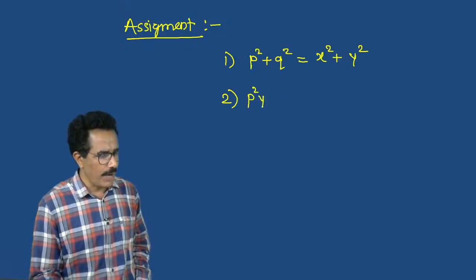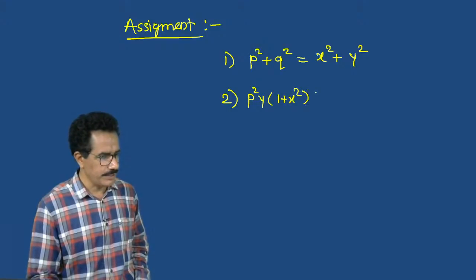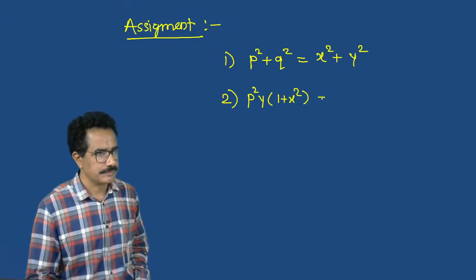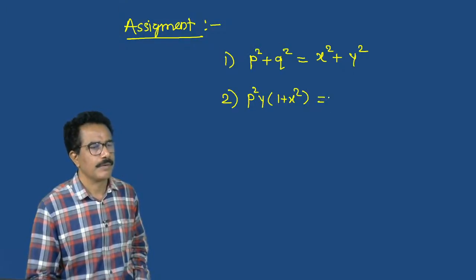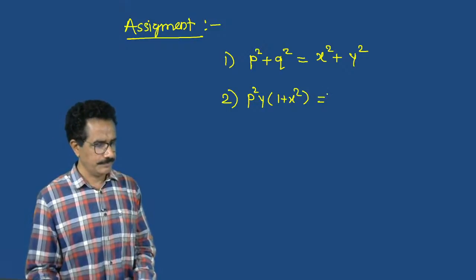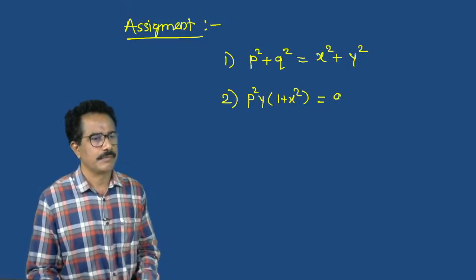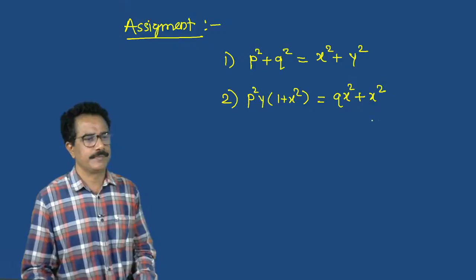p square y into 1 plus x square, which is equals to q square x square plus x square.